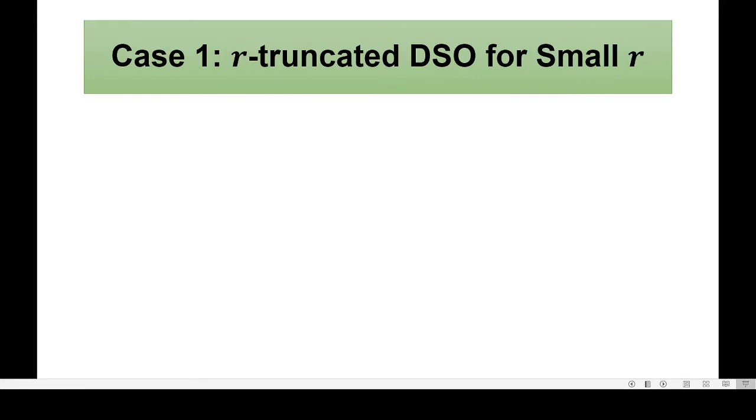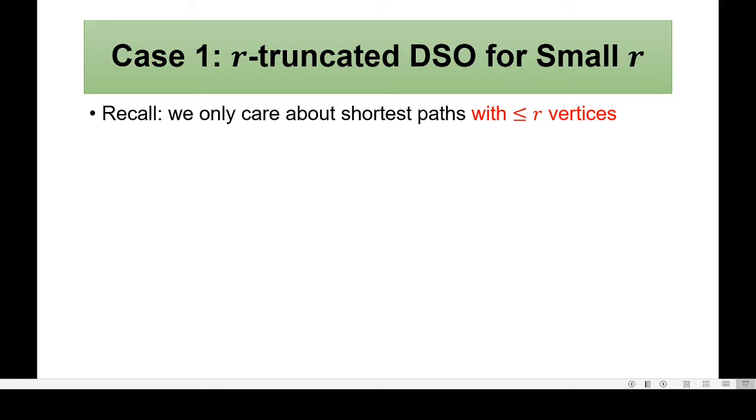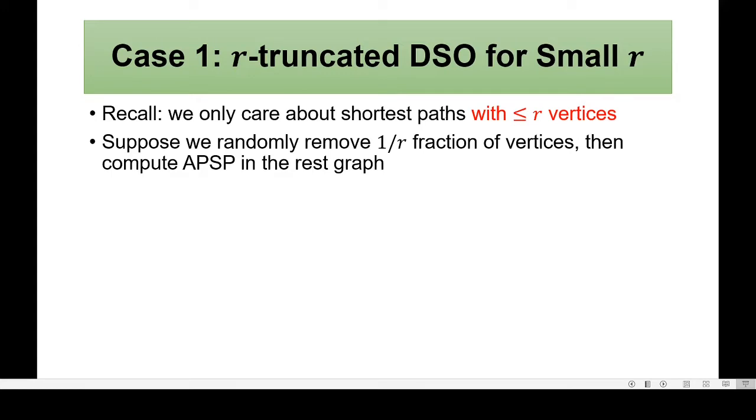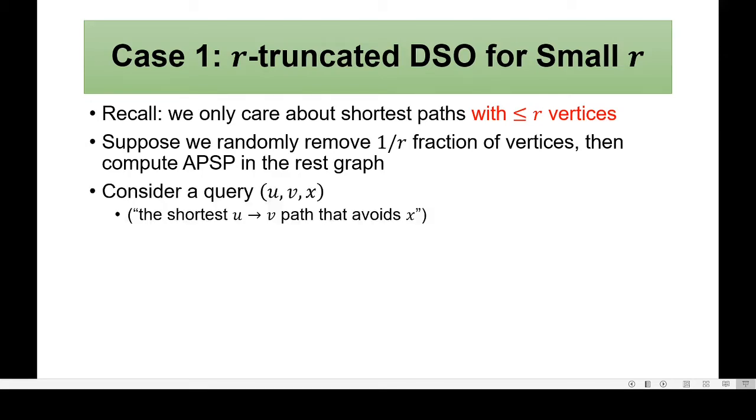So let me introduce the algorithm where r is small. Recall that we only care about shortest paths with at most r vertices. Let's imagine that we randomly remove a 1/r fraction of vertices, which means that for every vertex, we remove it independently with probability 1/r. Then we compute the all-pairs shortest path in the rest graph.